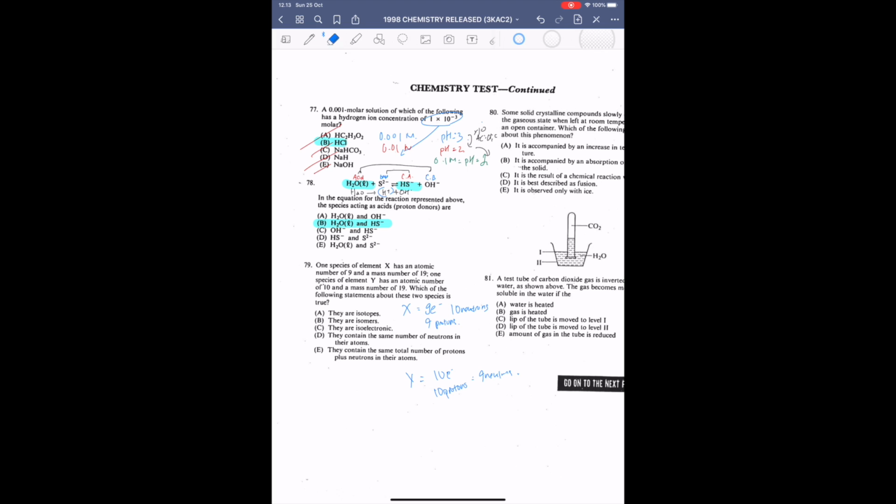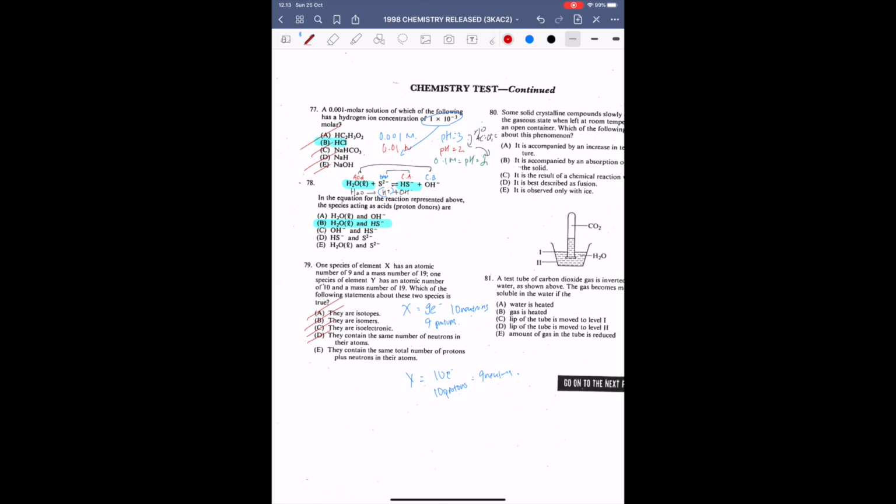So choice A, they are isomers. They're not isotopes because they do not have the same atomic number. Isotopes are basically things that have the same atomic number but a different number of neutrons. That's incorrect. B, they're isomers. They're definitely not isomers because isomers are related to the atomic structure. C, they're isoelectronic, which basically means that they have the same number of electrons. Incorrect. D, they contain the same number of neutrons in the atoms. We see that one has 10 and one has 9, so that's also not the choice.